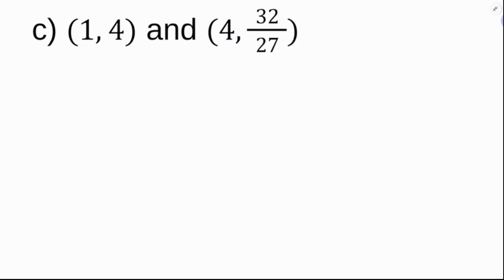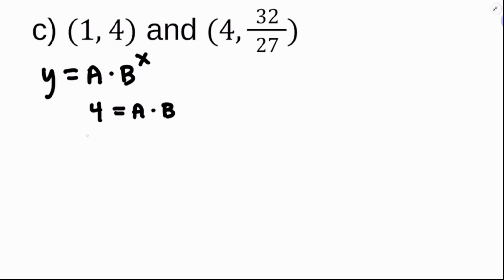All right, this one, 1, 4, and 4, 32 over 27. You can see that having x equals 1 is pretty beneficial for the technique I'm using. We should see b cubed equals something because we took 3 steps from x equals 1 to x equals 4. So we should be able to figure out b that way, and if that's how you're figuring out b, then good for you. It's exactly the same as what I'm doing here. So y equals 4 when x equals 1, and y equals 32 over 27 when x equals 4.